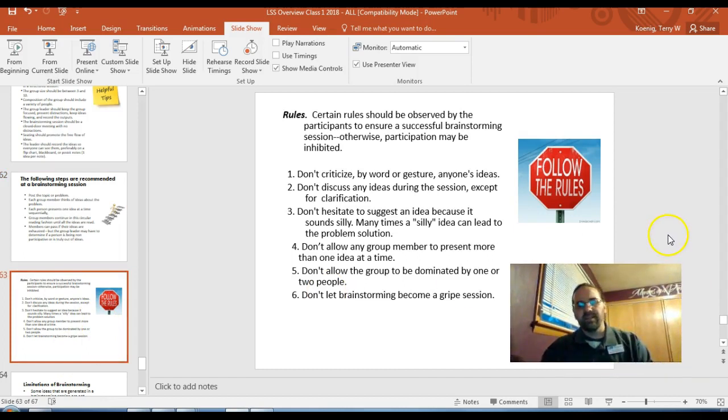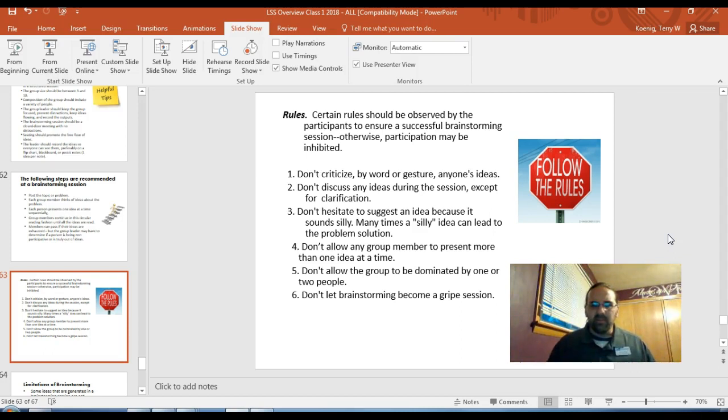Rules. You gotta maintain some rules. The biggest one is don't criticize by word or gestures even if you think they're being funny. Maybe they're not. Maybe just let it go. Don't discuss any ideas. That means don't start saying, hey, that's not possible. There'll be time for that. Don't hesitate to suggest a silly idea. Sometimes the silly ideas get built off of something else, and you're like, wait, well, we can't serve beer to employees. Maybe we can relax them a little more in the afternoon. How can we do that?